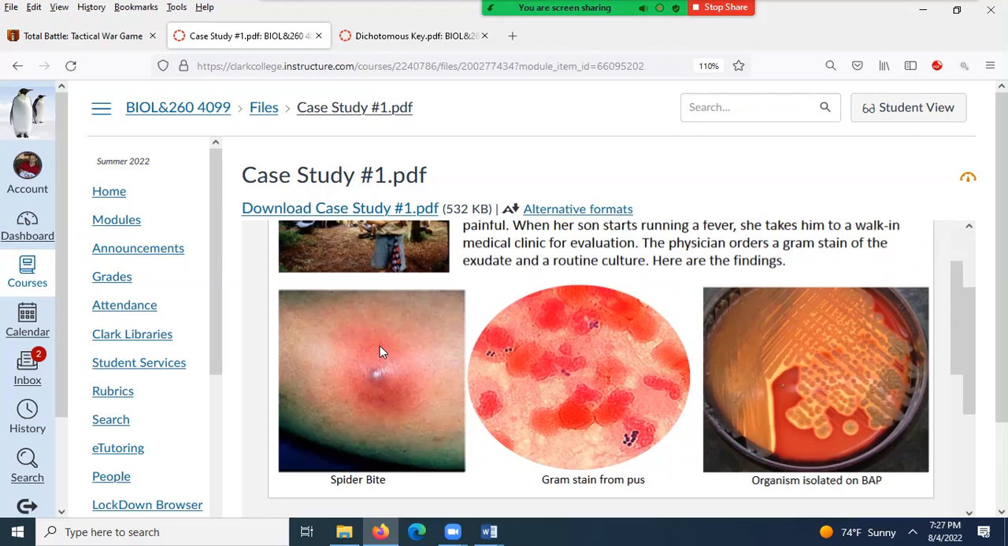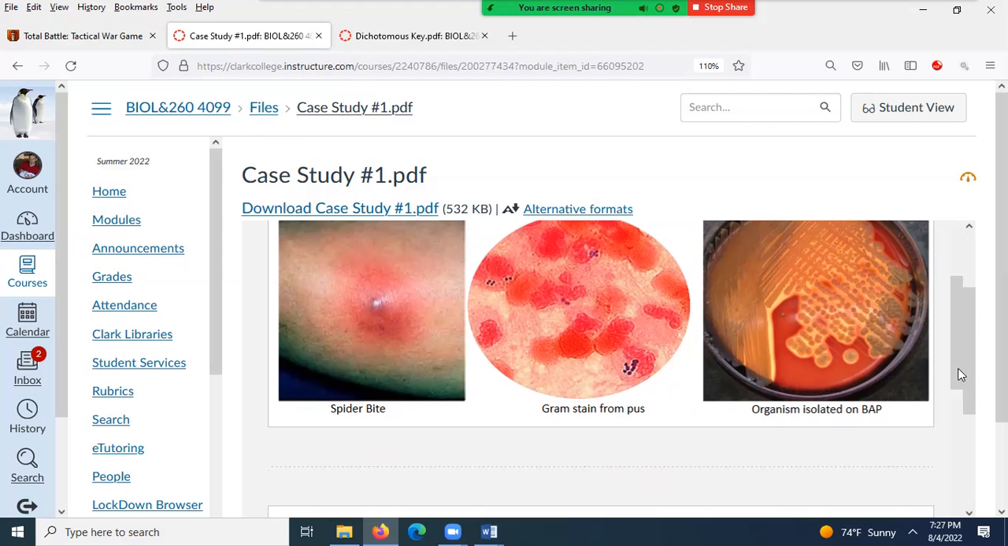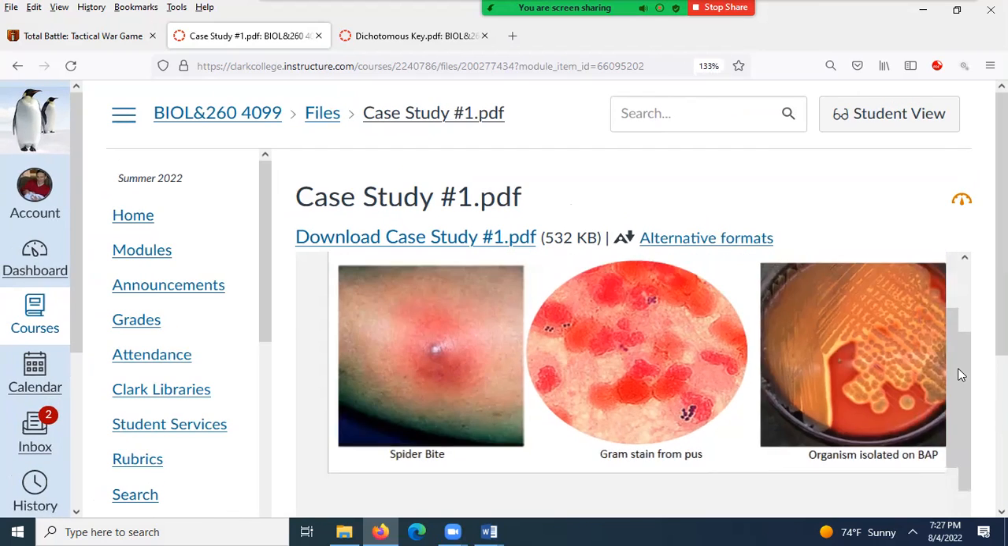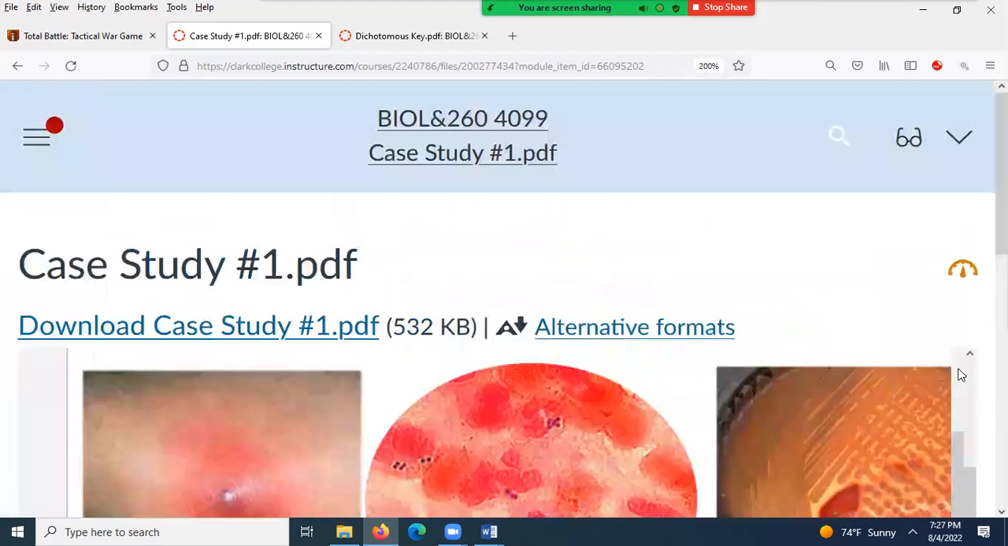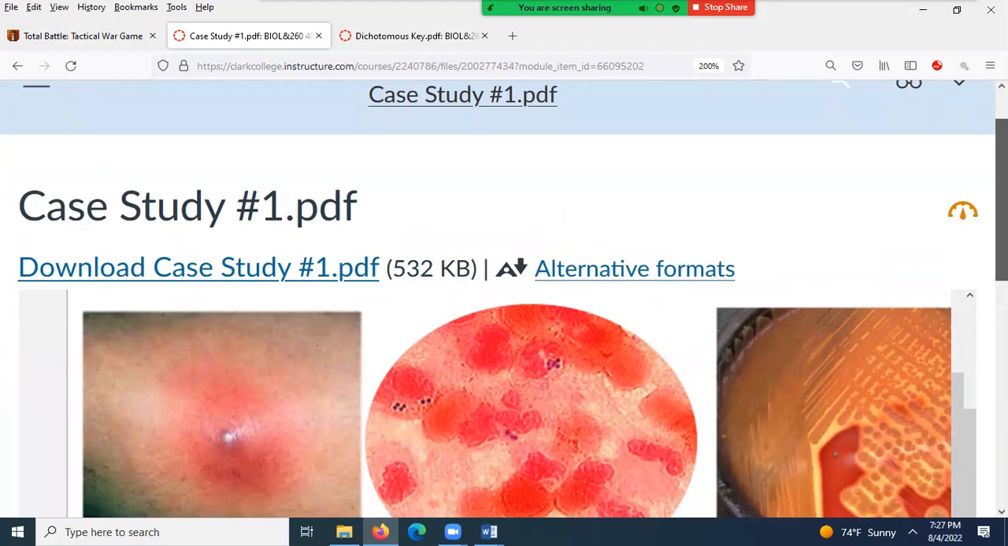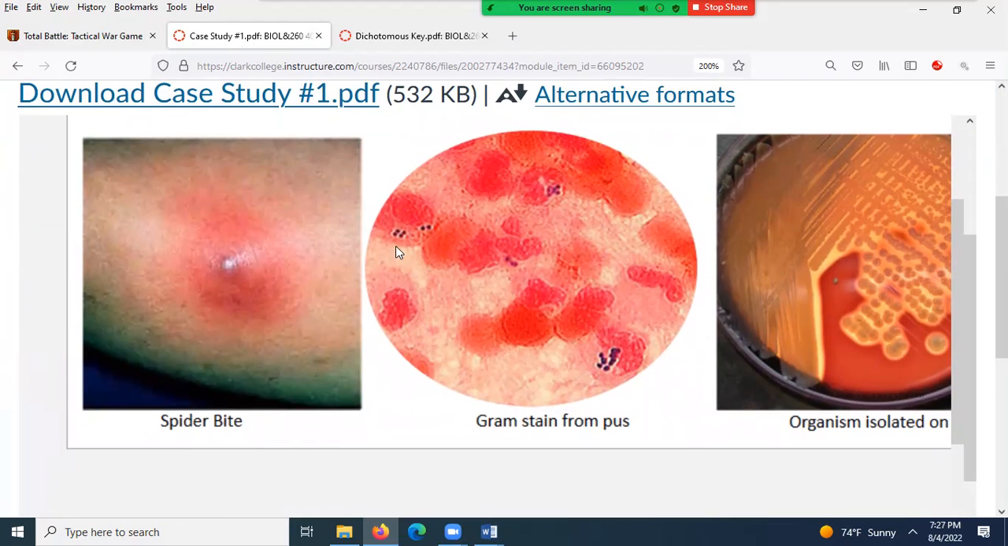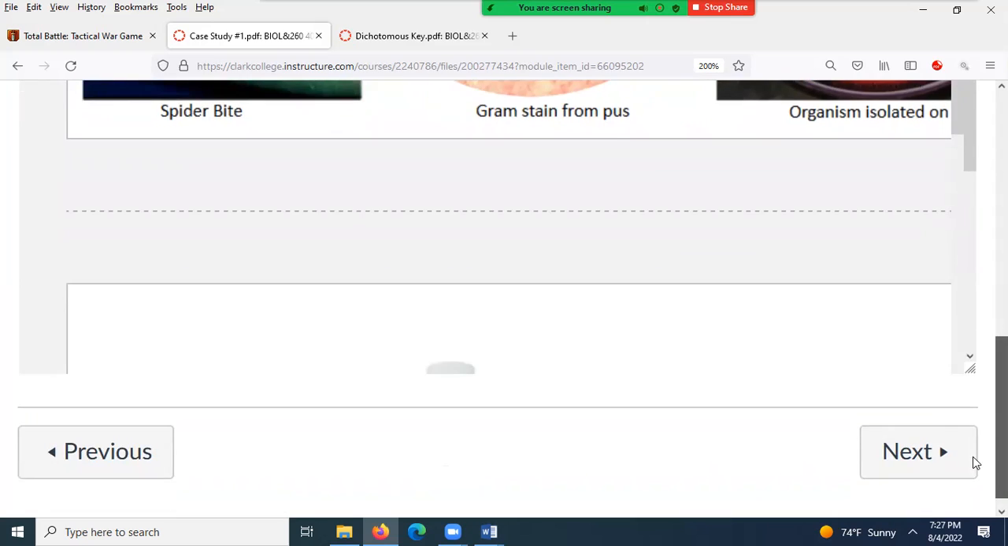So there's the spider bite, gram stain shown right here. Let me blow that up a little. I think these are the bacteria, and you can see the shape as well as the gram stain. These orange are his cells, the boy's cells. And then they grew this bacteria, it looks like, on a blood agar.